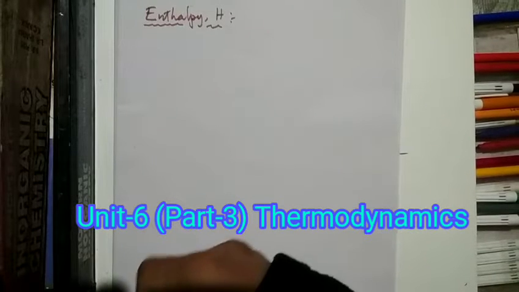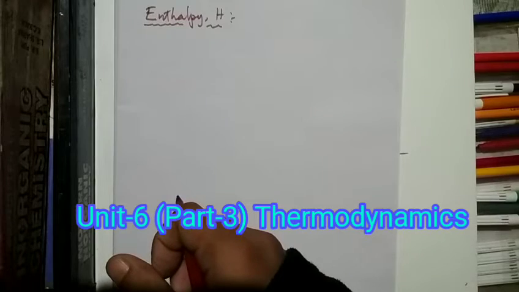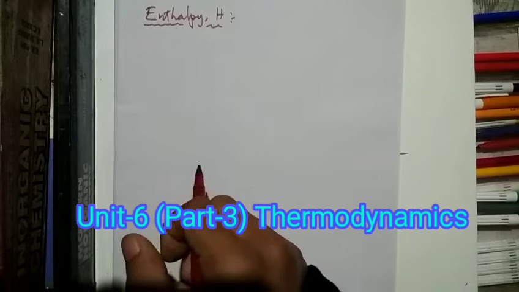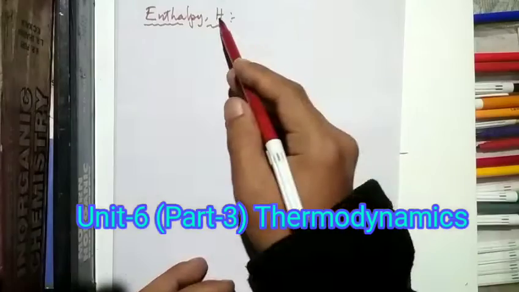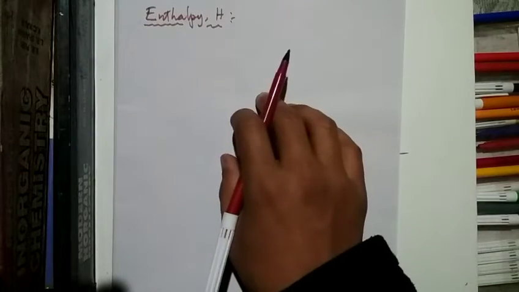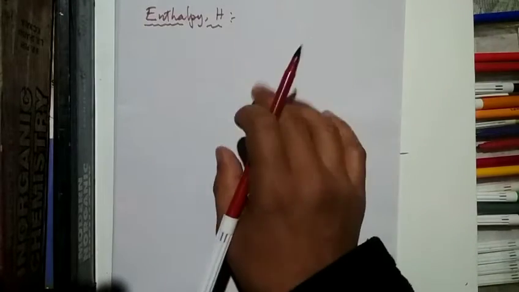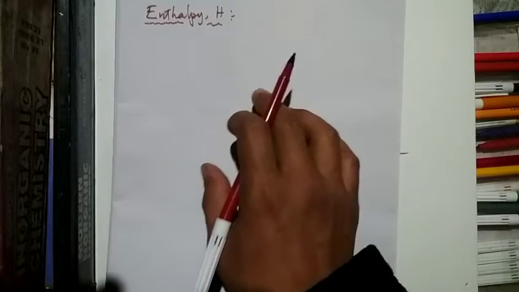So in this video we are going to discuss some new topics. Firstly, we will talk about enthalpy. Symbol is H. So this enthalpy simply means heat absorbed at constant pressure.